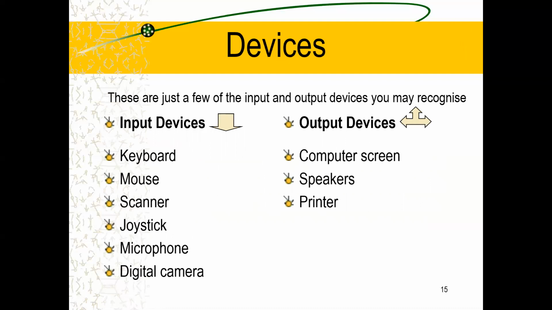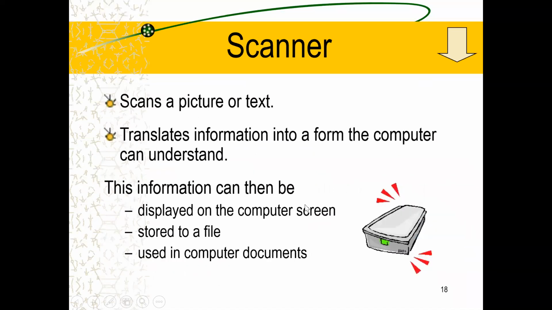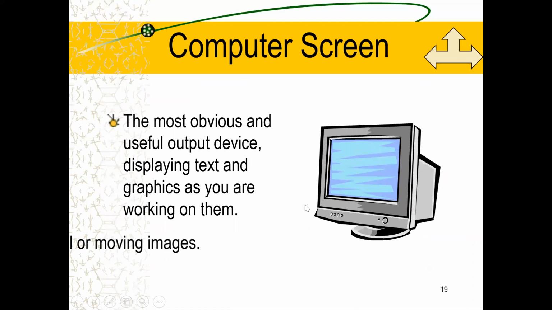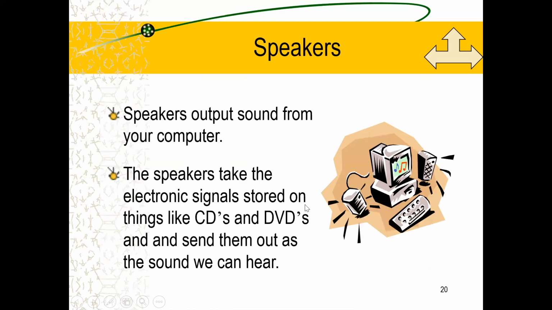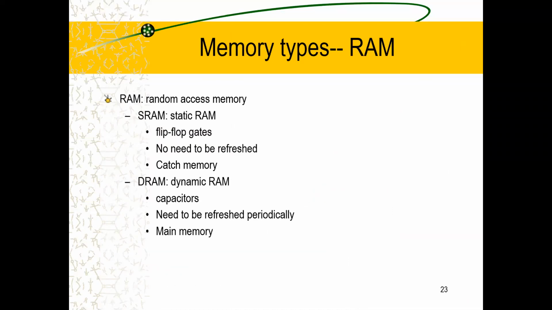These are examples of input devices: keyboard, mouse, scanner, joystick, microphone, digital camera. In the case of output devices: computer screen, speaker, printer. You are all aware of it, so we'll move on. Speakers output sound from your computer. A printer is used for outputting text.